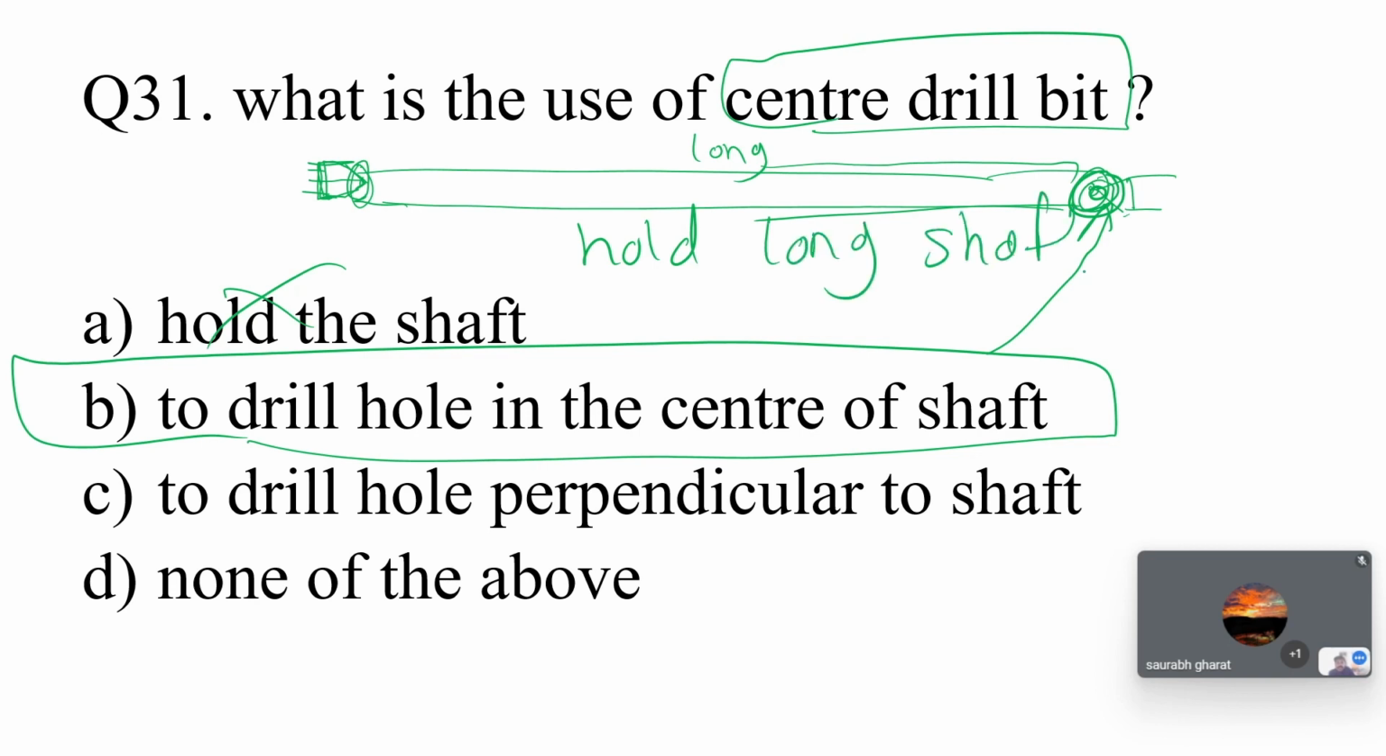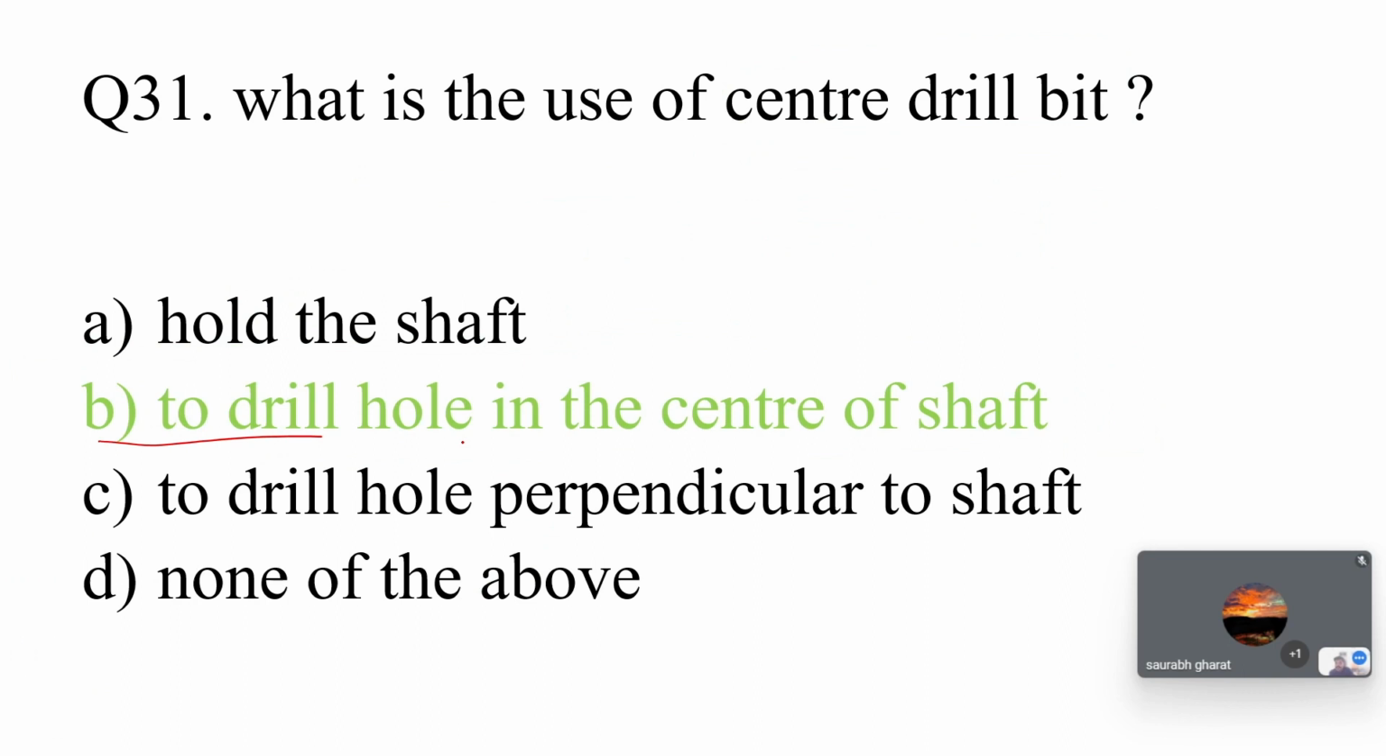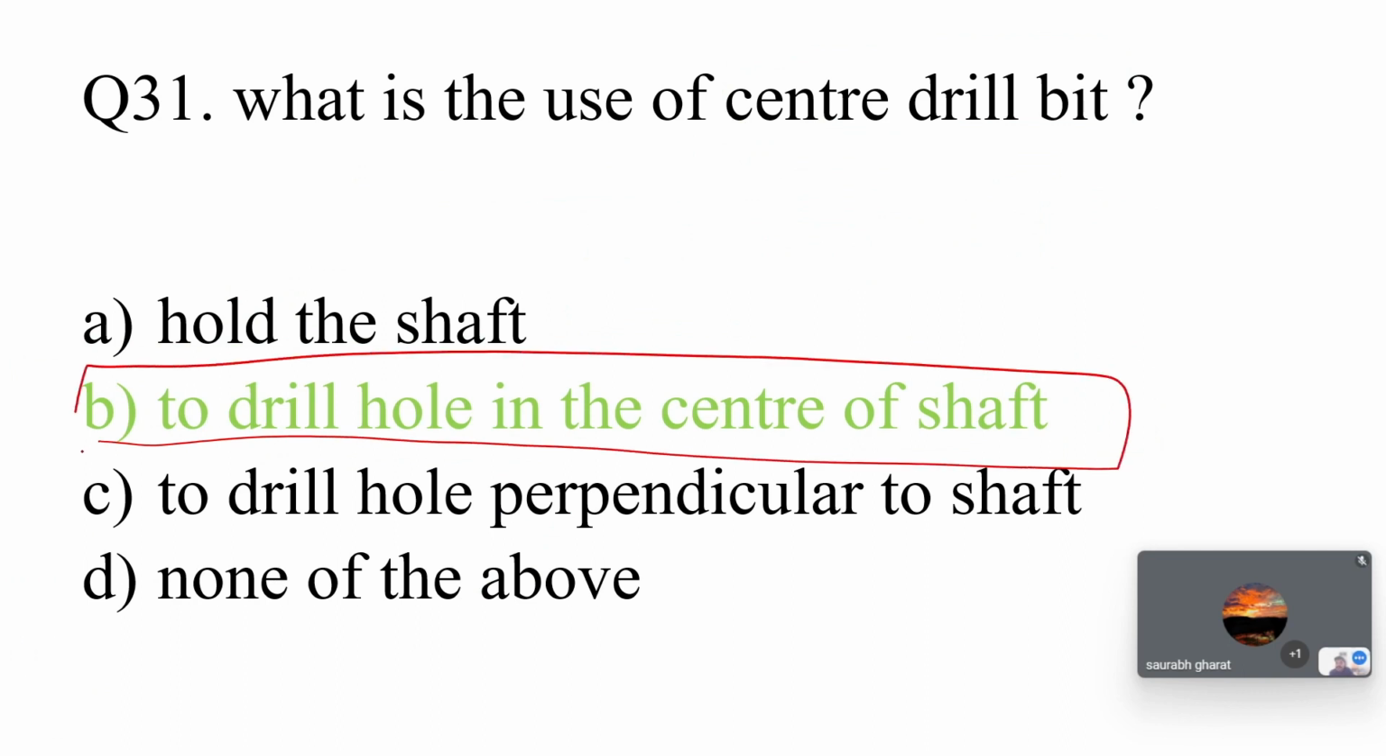That is its application, but the use of the center bit is to drill the hole. By drilling the hole, you can hold it. So here only this is your correct answer: to drill a hole in the center of the shaft. The option about a hole perpendicular to the shaft is wrong. Only this is the correct answer. So drilling a hole in the center of the shaft is the only correct answer.